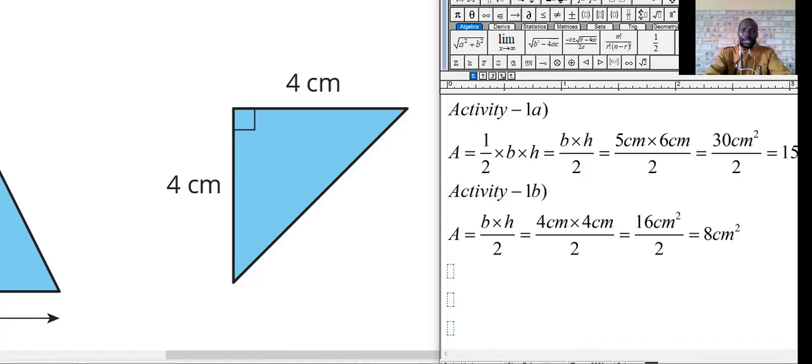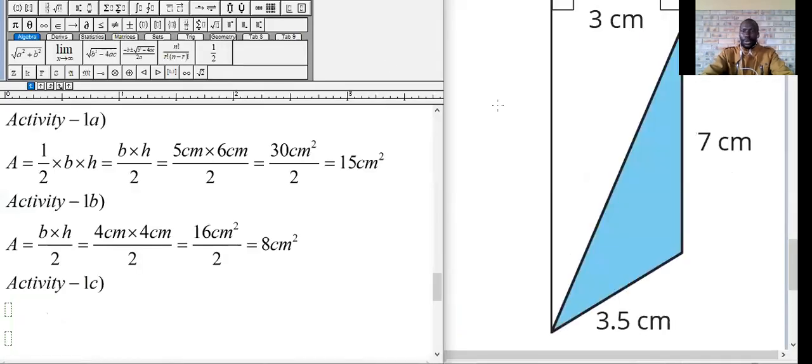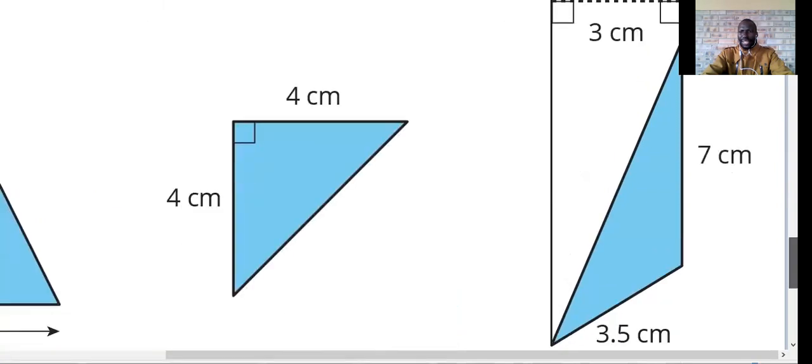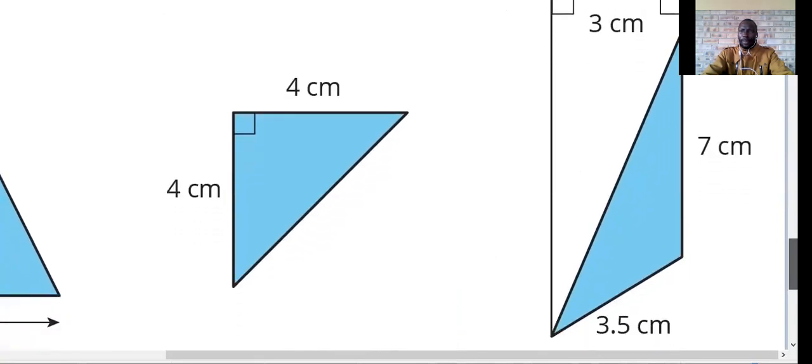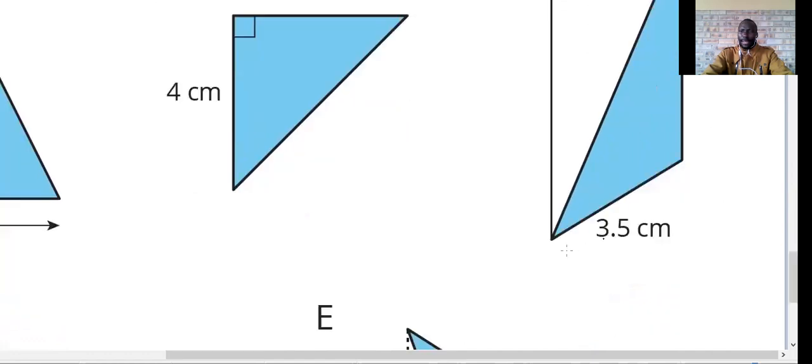So for the third activity, well, we are going to call it activity 1, part C. Now for activity 1, part C, well, let's see the diagram right away and we determine what they are really asking for. Okay, so there we go. Now in this activity, what we have is this triangle. Well, the shape of the triangle is not a nice one, but we have to deal with it. So you see, now notice that we have this length here as 3.5 centimeters, okay?